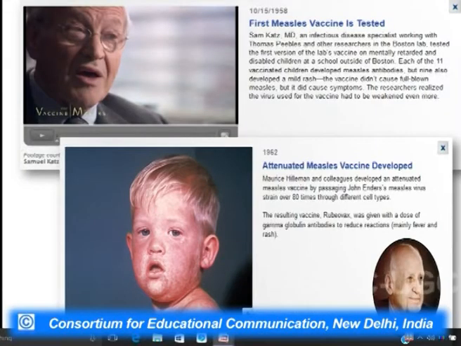Maurice Hilleman, the person who is the father of modern vaccinology, and his colleagues developed an attenuated measles vaccine by passaging John Enders' measles virus strain over 80 times through different cell types. The resulting vaccine, which is called Rubeovax, was given with a dose of gamma globulin antibodies to reduce reaction, that is mainly fever and rash. Of course, this was a very successful vaccine.